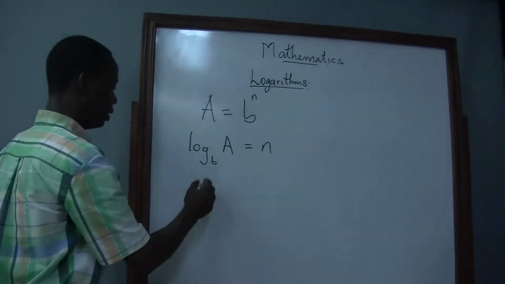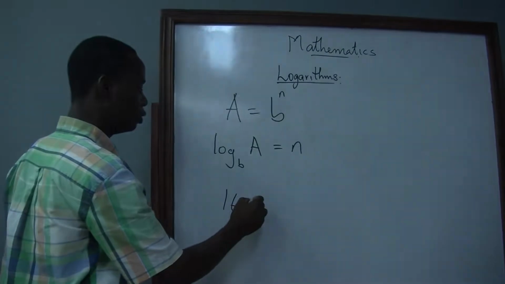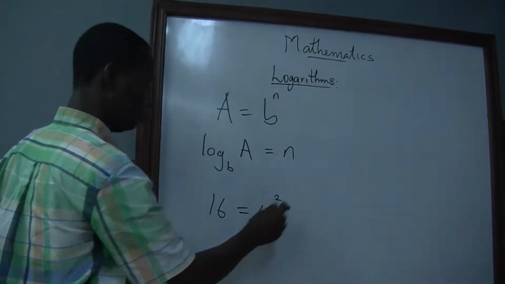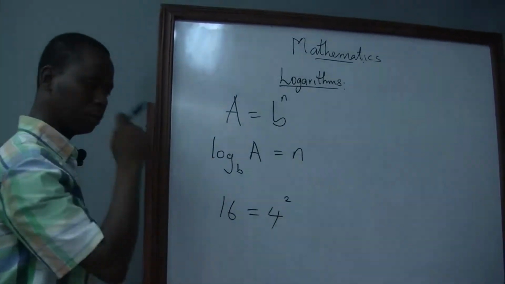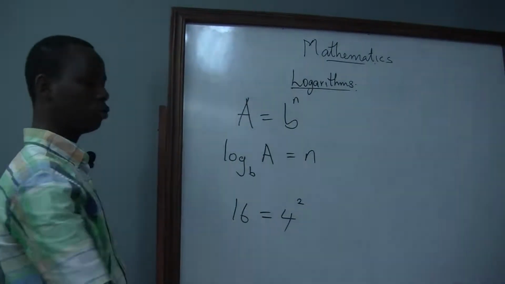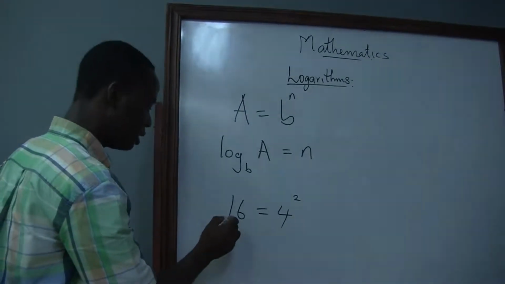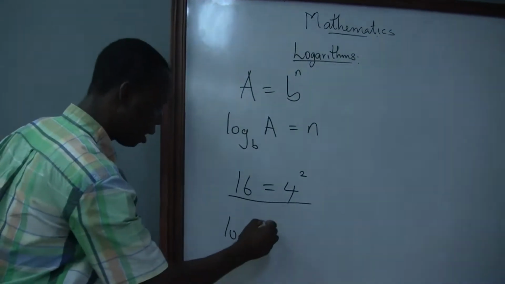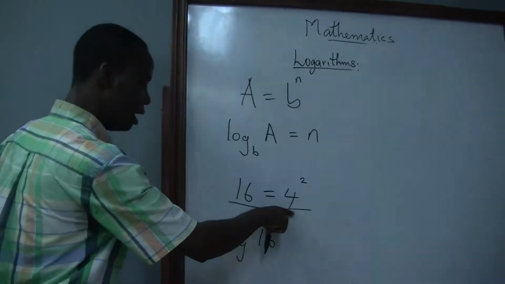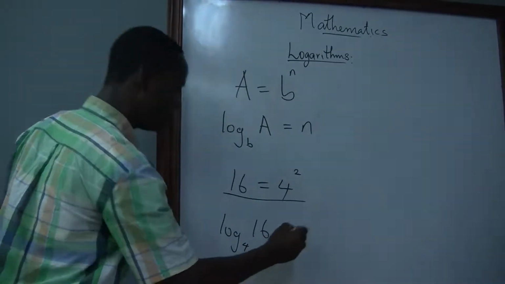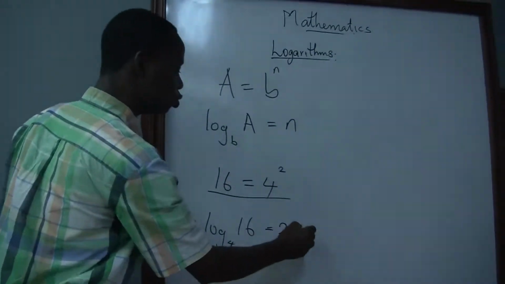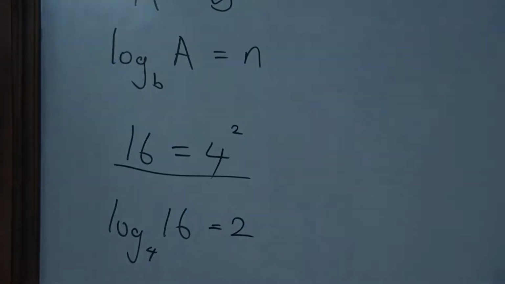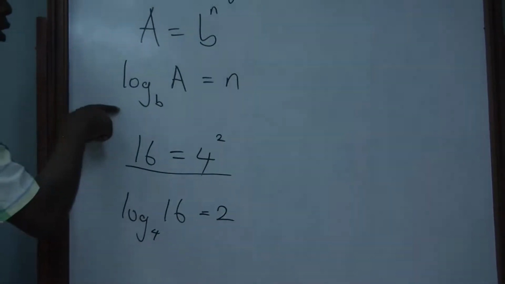If we have 16 as the number equal to, for example, 4 raised to the power of 2, we are sure that this relationship is correct. 4 raised to the power of 2 equals 16. In log form, this same expression will be log of the number, which is 16, in base 4, that definitely will equal 2. That is the relationship between the index form and the log form.